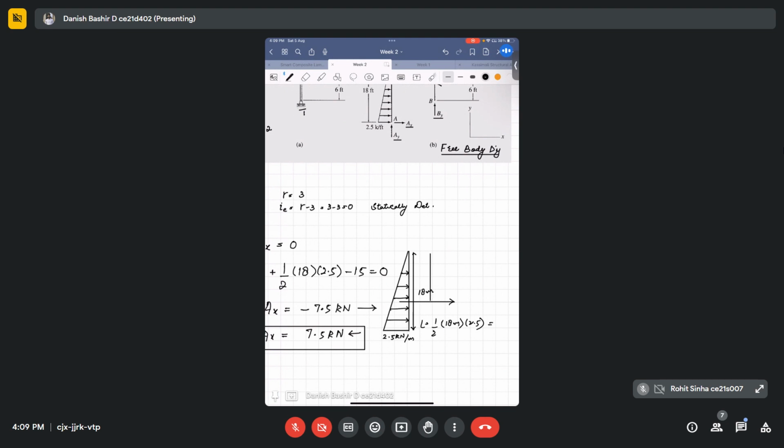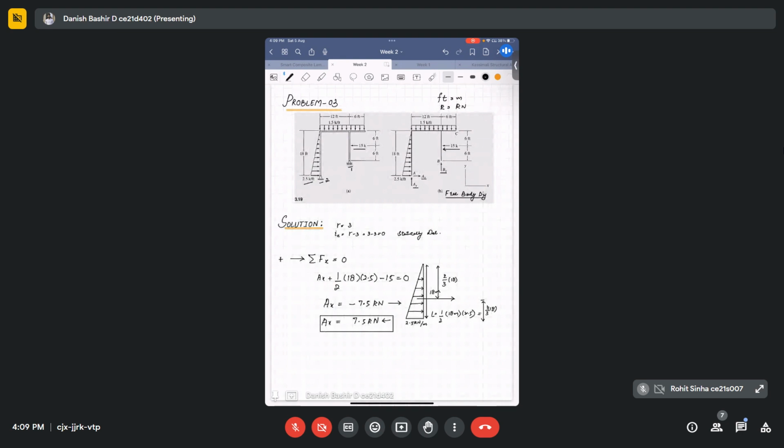The centroid from one vertex is 2 by 3 of 18, and from the other vertex it is 1 by 3 of 18, which will be 6. This will be acting at a distance of 6. Let me write 1 by 3 of 18 for you, because this is necessary for moment calculations. We will be requiring it for moment calculations.